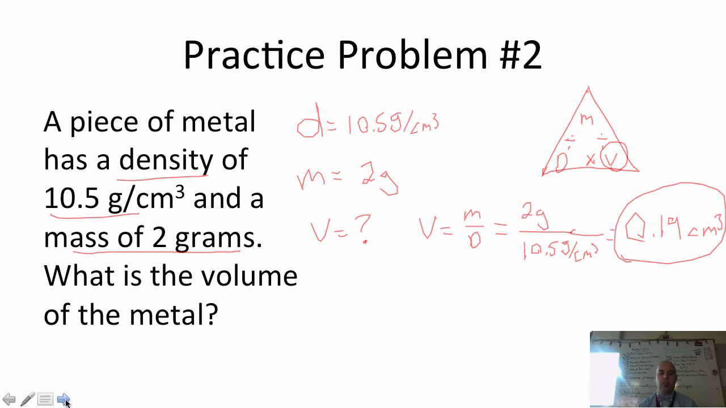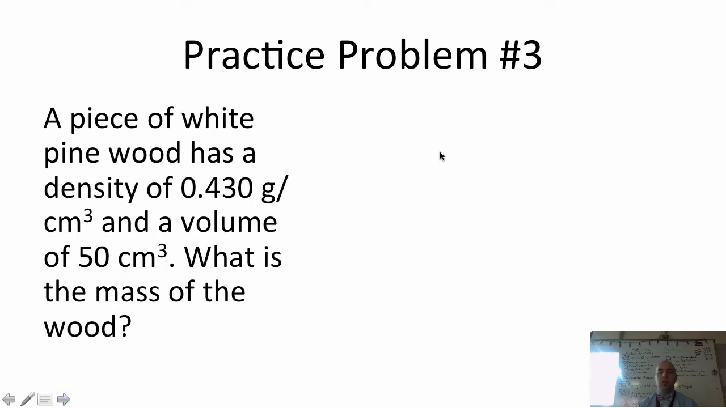All right, last one. So this is number 3. We've got a piece of white pine wood that has a density of 0.430 grams per cubic centimeter and a volume of 50 cubic centimeters. What's the mass of the wood? So let's go through and figure out what we know.